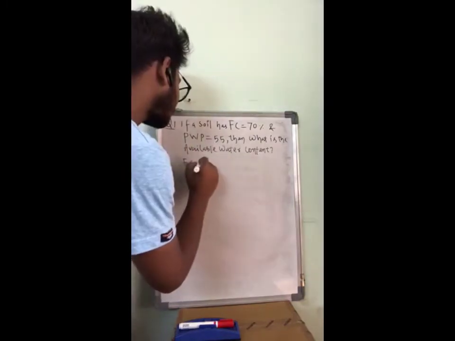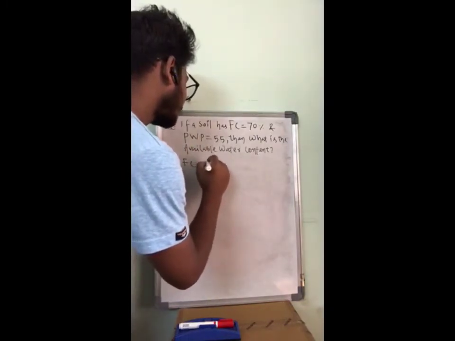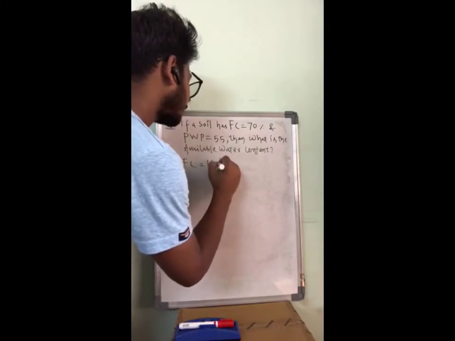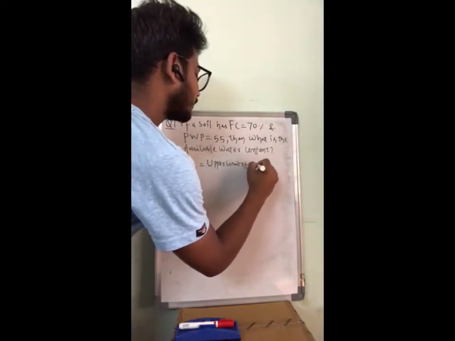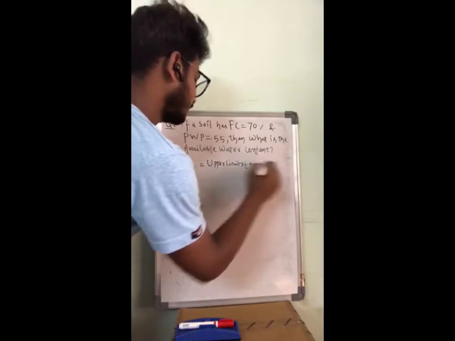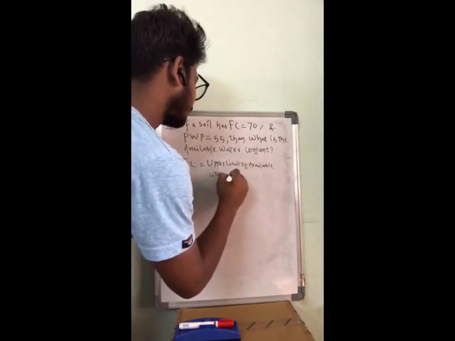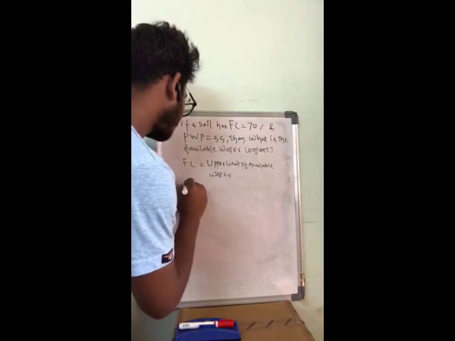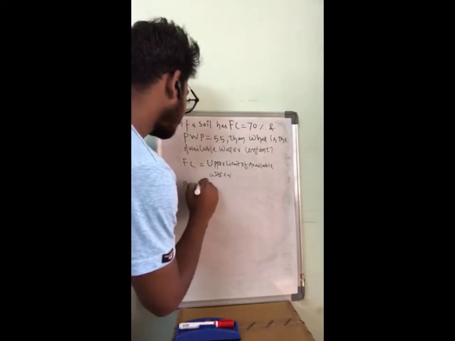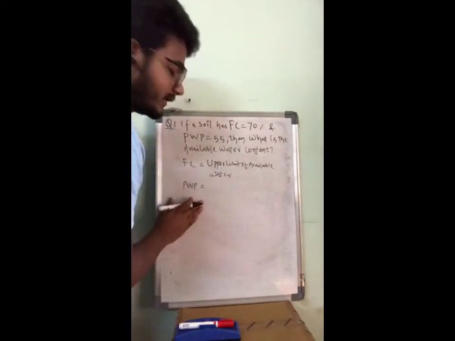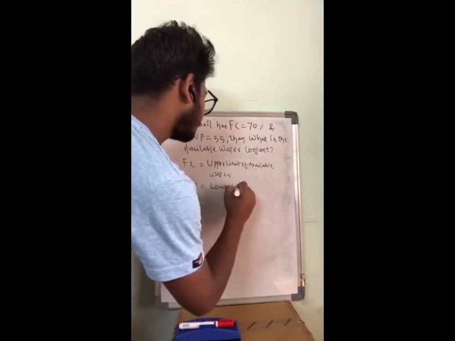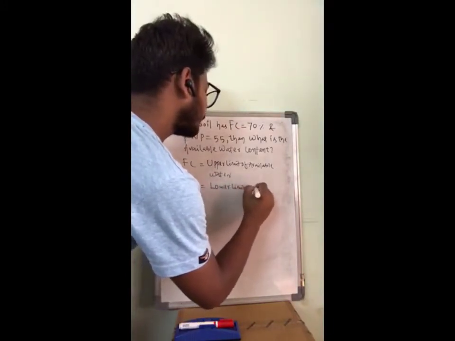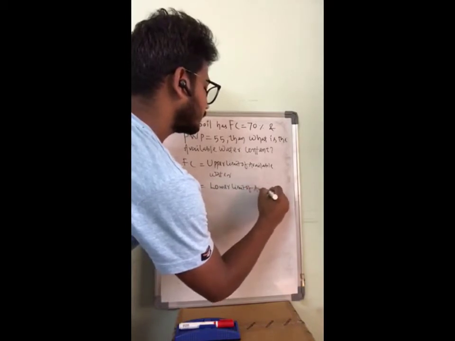Field capacity is the upper limit of available water, whereas PWP, the permanent wilting point, is the lower limit of available water.